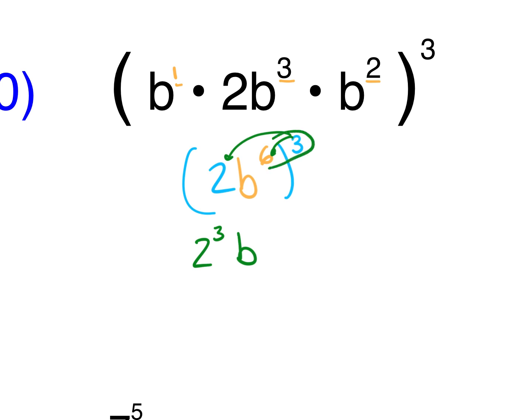We're multiplying when we have an exponent to an exponent. 18. 18, so b to the 18th power. Now what is 2 to the 3rd power? 8. 8, awesome. 2 times 2 times 2 is 8. So 8 times b to the 18th power. Questions?